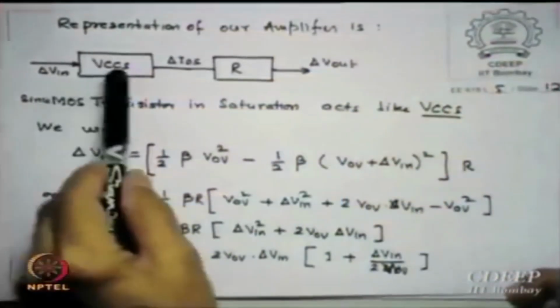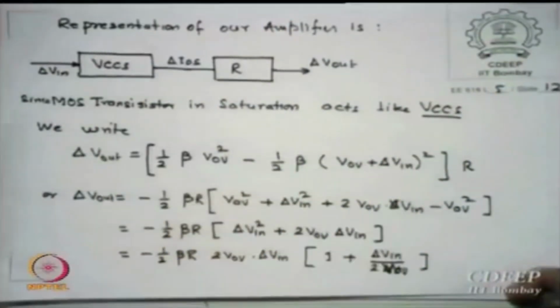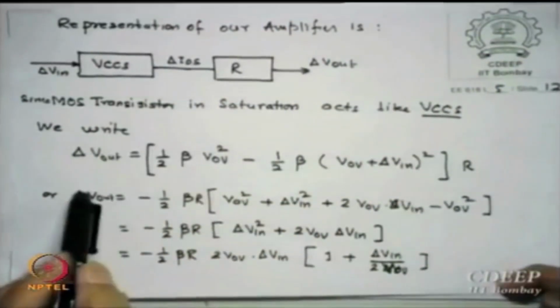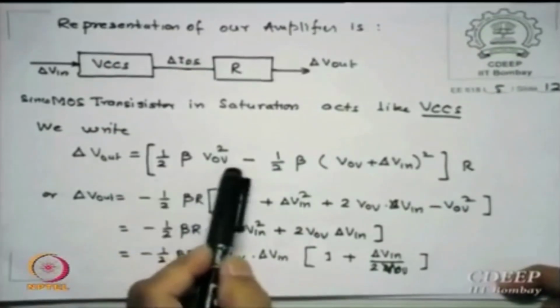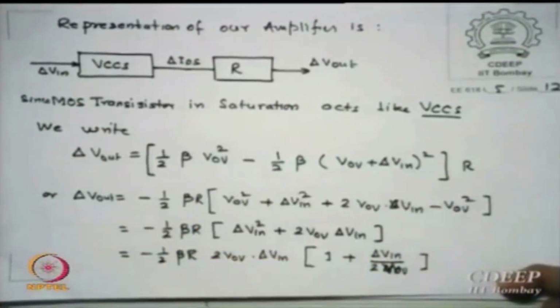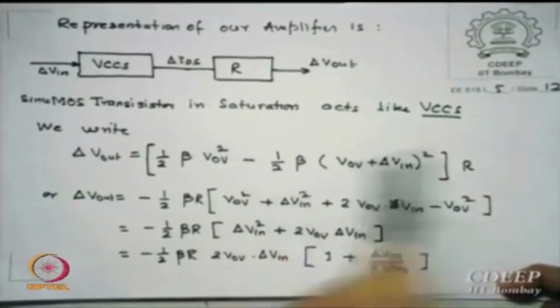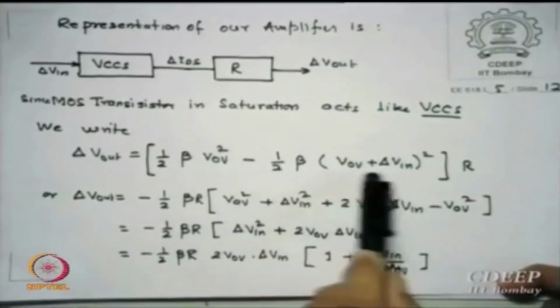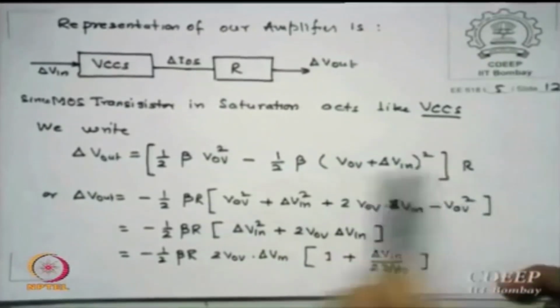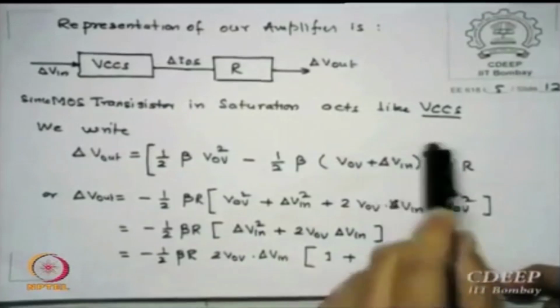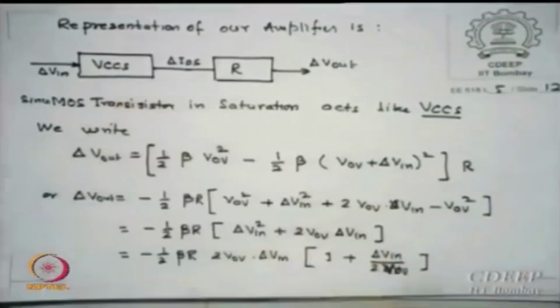Now I do the same expression again three or four times to show you some other way of looking at the same thing. I have that same VCCS, IDS kind of amplifier shown. I rewrite the expression: delta V out, which is AC in fact, half beta VOV square, leaving lambda, minus half beta, VOV plus delta V in, that is VGS minus VT, squared. Here I have used R.